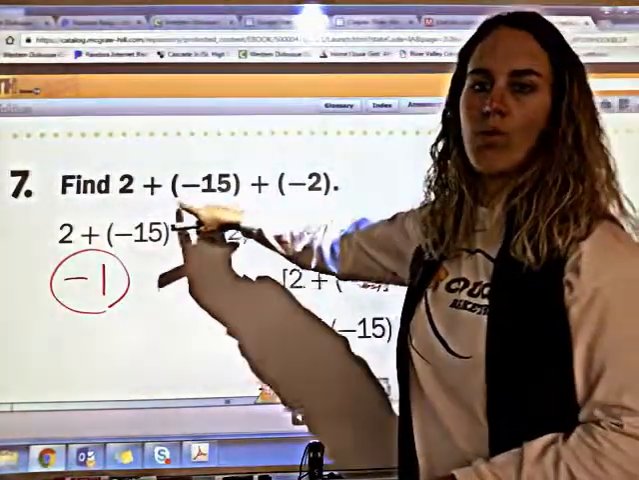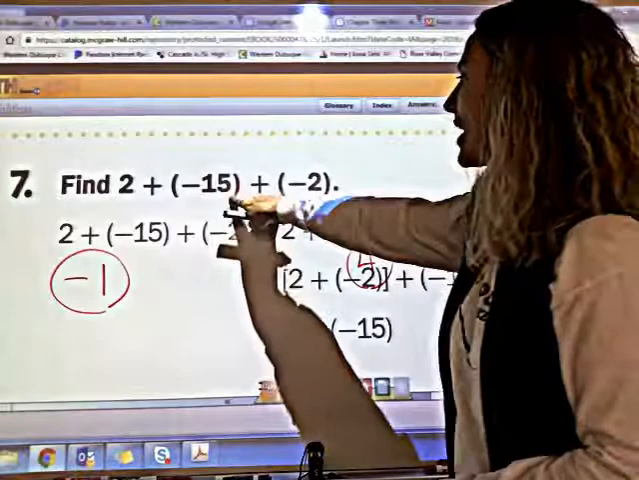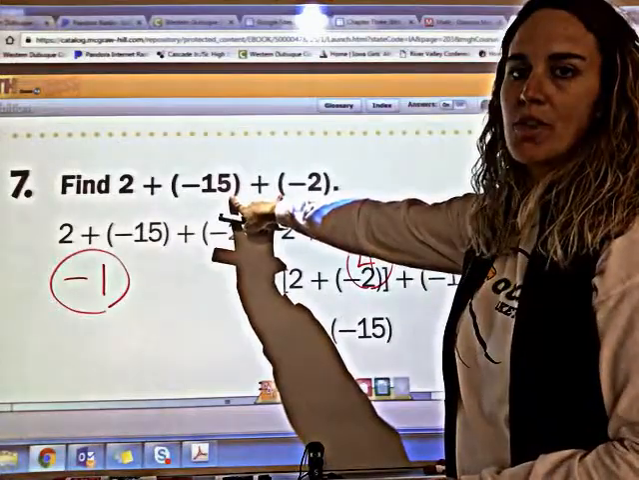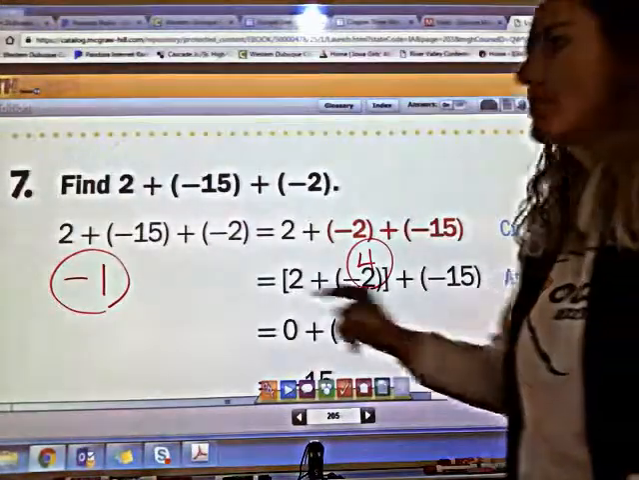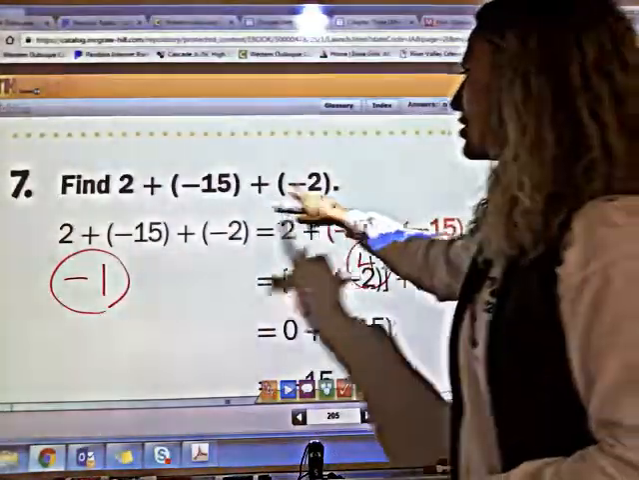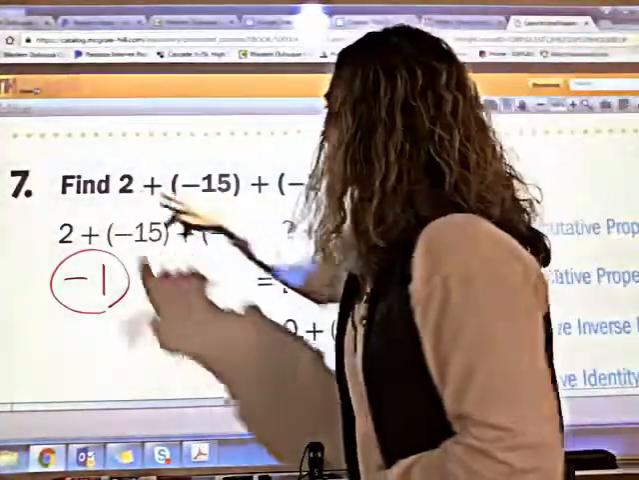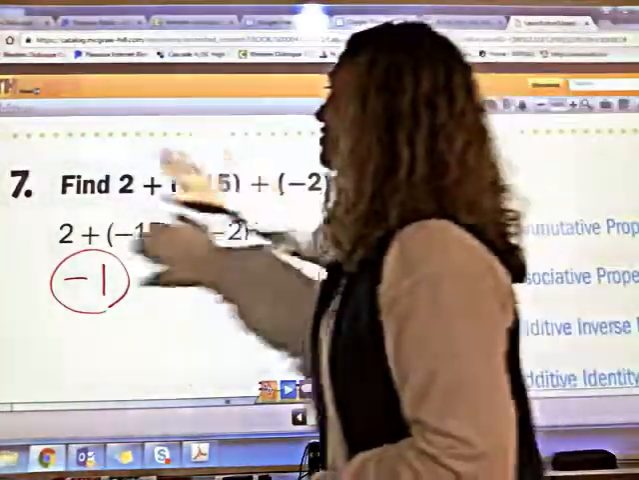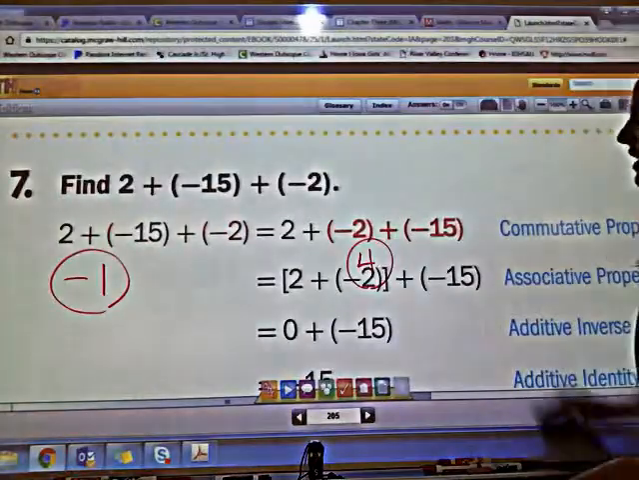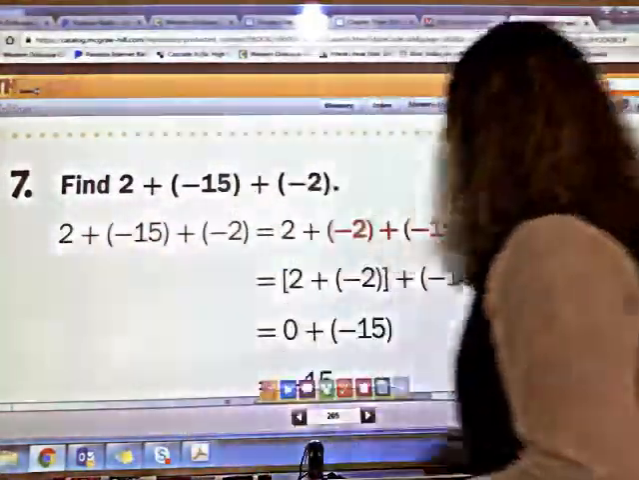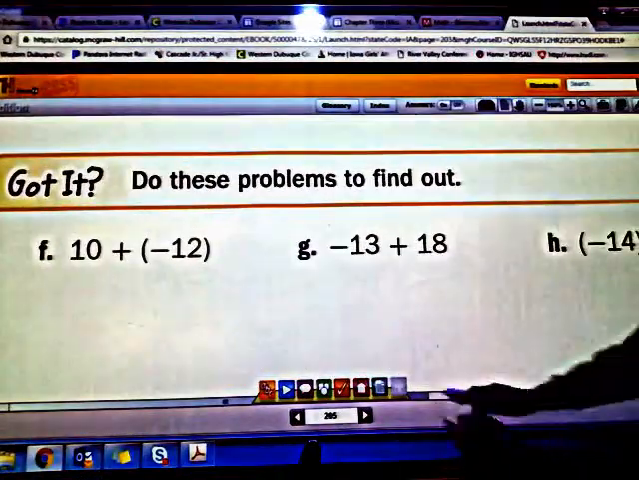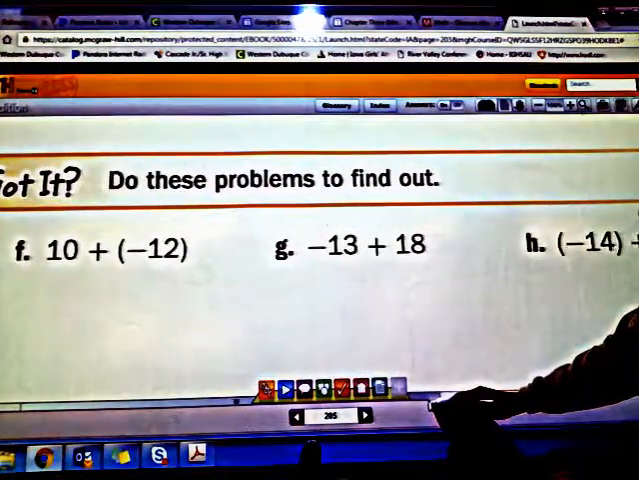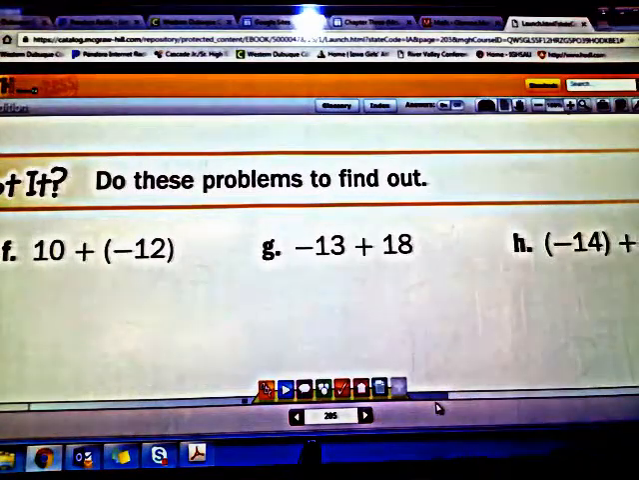When you have 3 or more, what I would recommend doing is combining your like terms first, meaning the 2 negatives together, then go ahead and add. Or you have to also be careful when you have 2 and negative 2, those 2 are additive inverses or opposites. So technically those are going to cancel each other out. So we would have a negative 15 left. And you can see that in example 7 as you read through. Take a minute at this time to go ahead and complete Got It problems F, G, and H. So pause the video to complete those 3.